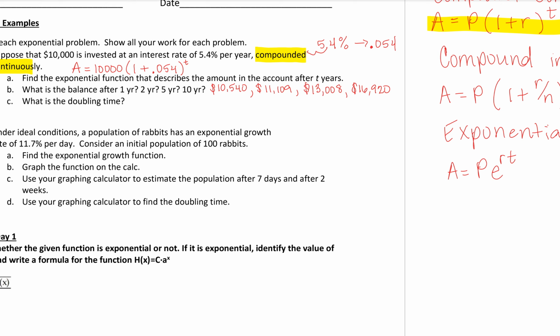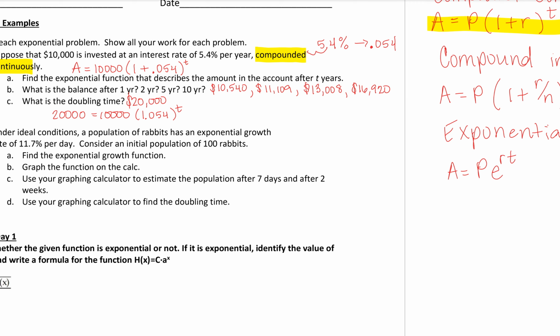Now it says, what is the doubling time? All right, that means how long will it take for you to reach $20,000? So where in my equation do I plug that in? Well, that's our A. We're saying we want to know, where does our equation equal $20,000? I'm going to 1 plus 0.54. Okay. Raised to the power of t.